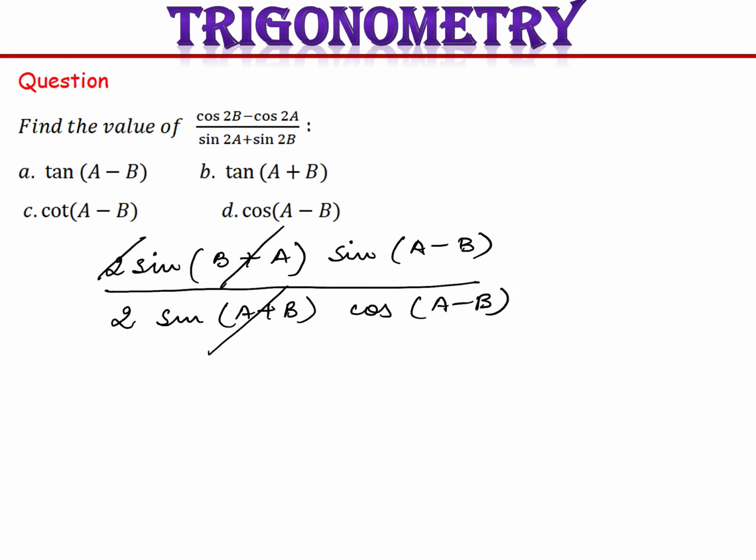Now these two terms get cancelled, 2 gets cancelled, and we simply get tan a minus b. So my answer is option A. I hope it's clear to all. It's a simple application of the two formulas, one in the numerator and one in the denominator. So we move to the next question now.